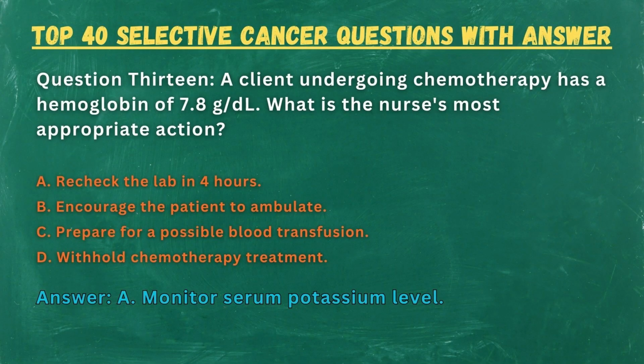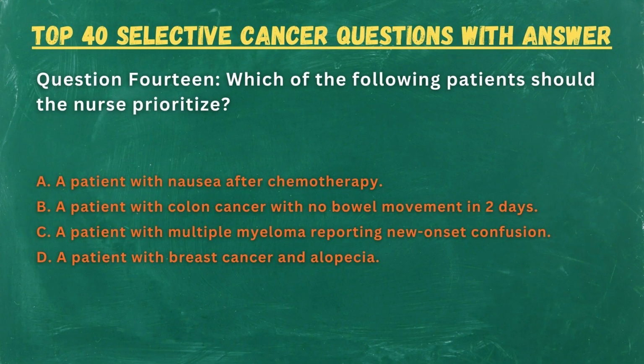Answer: C. Prepare for a possible blood transfusion. Question 14. Which of the following patients should the nurse prioritize? A. A patient with nausea after chemotherapy. B. A patient with colon cancer with no bowel movement in 2 days. C. A patient with multiple myeloma reporting new onset confusion. D. A patient with breast cancer and alopecia.